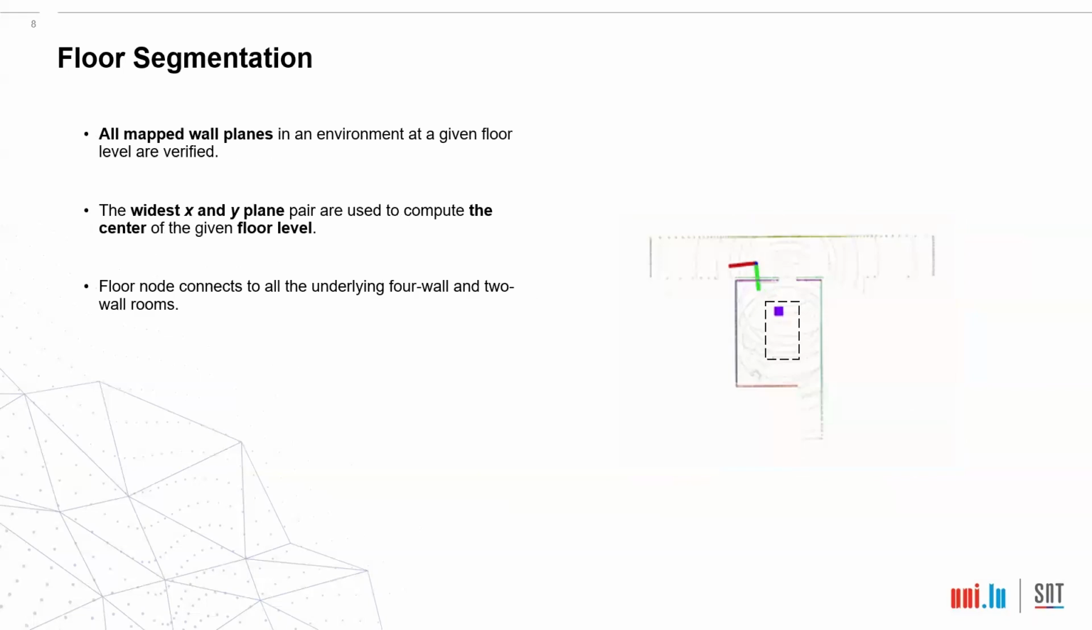In case of the floor segmentation module, all map wall planes in an environment at a given time instance are verified. The widest of the opposed planes, that is the X and Y planes, are then used to extract the floor center. A floor node connects all the underlying 4 and 2 wall rooms at a given floor level.